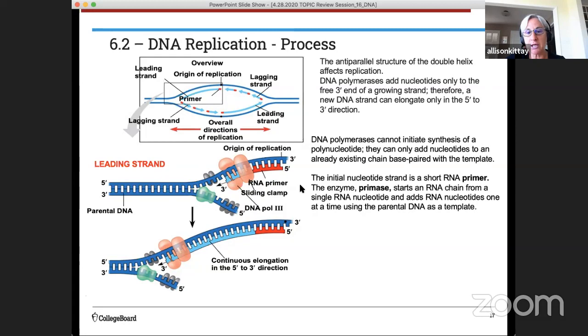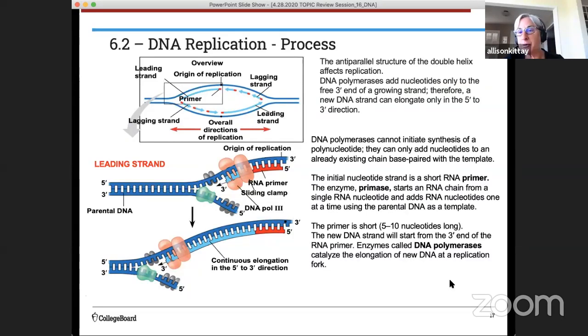The initial nucleotide strand is a short RNA primer. There's an enzyme called primase that starts the RNA chain from a single RNA nucleotide and then adds those RNA nucleotides one at a time, using the parental DNA as a template. So the red that you're seeing is actually the RNA primer. It's laid down by RNA primase, and it is going to bond those nucleotides in a complementary fashion. The primer is short. It's only between 5 and 10 nucleotides long. In case you're worried about it, it gets taken out later, and I'll show you how that happens.